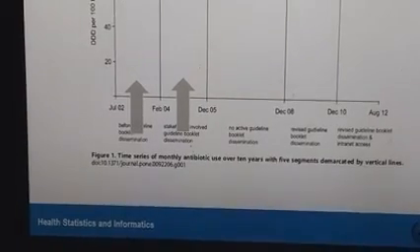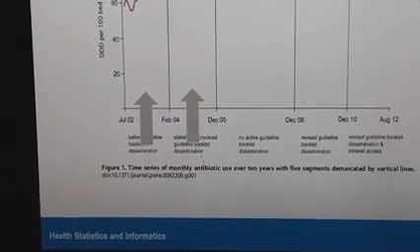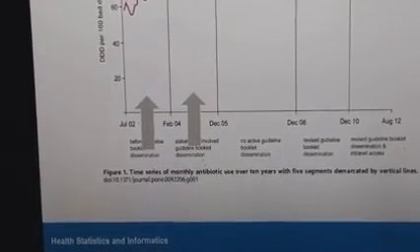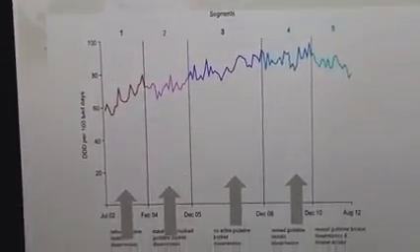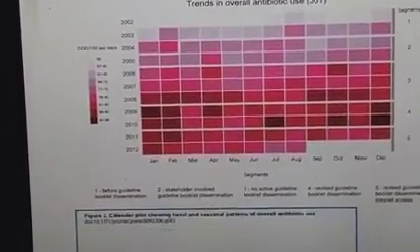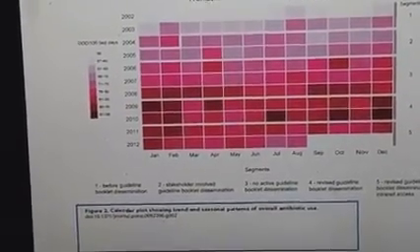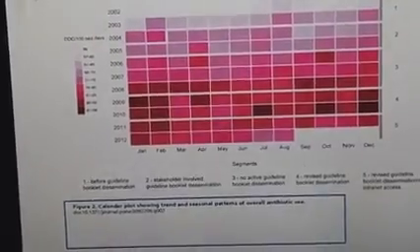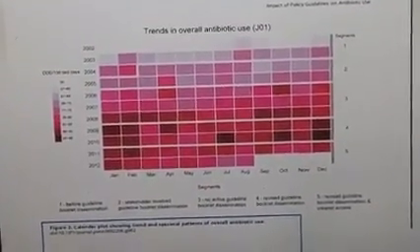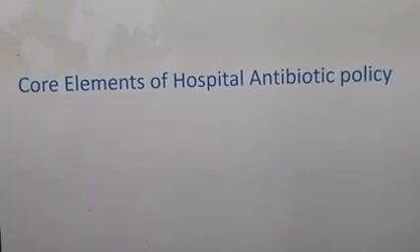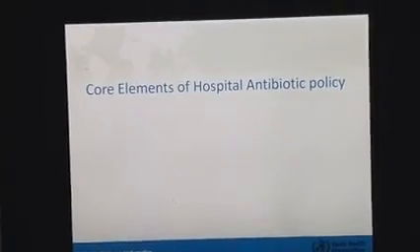for time series of monthly antibiotic use over 10 years with 5 segments demarcated by vertical lines, and also a calendar plot showing trends and seasonal patterns of overall antibiotic use. So we have a serious problem. So we should know what the core elements of hospital antibiotic policy are.